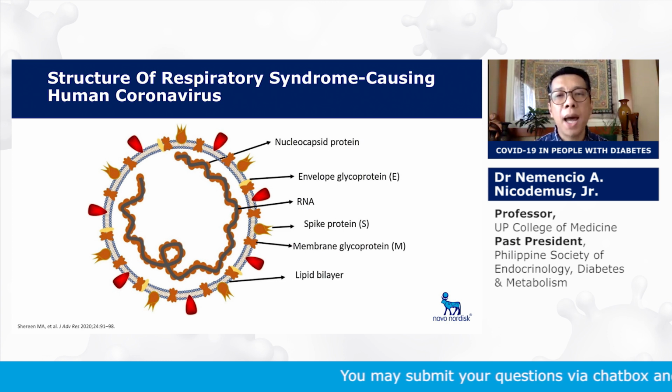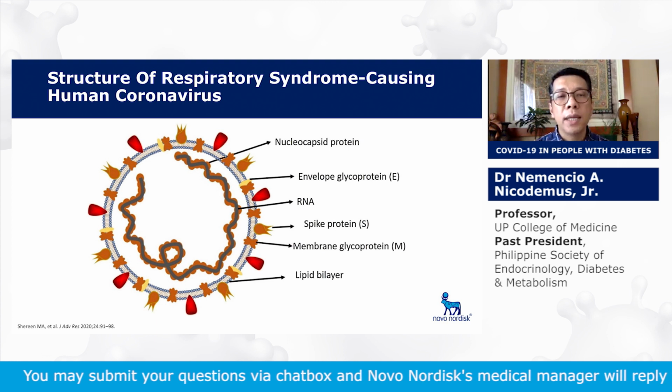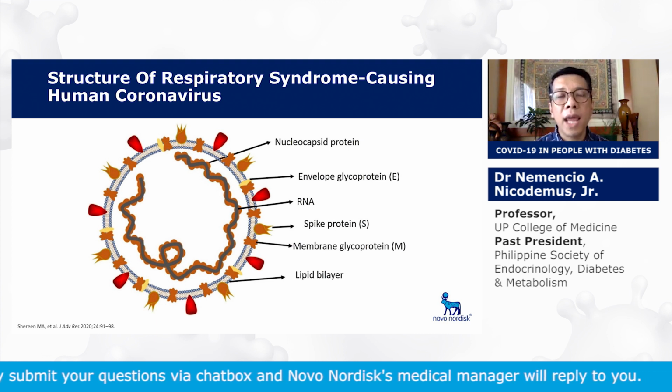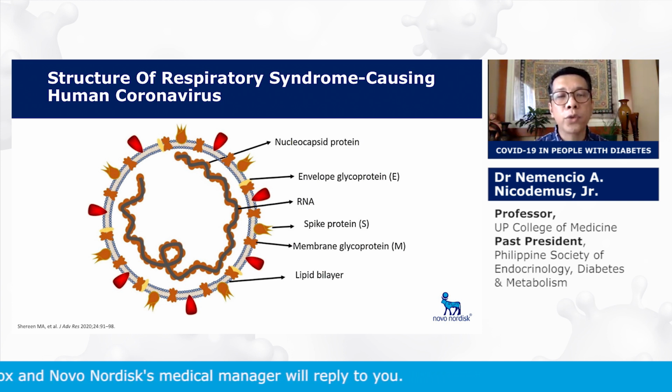COVID-19 is caused by a type of human coronavirus. Human coronaviruses are called as such because if you look at their structure, they have a single RNA that is enveloped by a membrane with several proteins jutting out, forming a crown structure. And these particular proteins are exemplified by the spike protein or the S protein, which will be very important in the pathogenesis of this disease, as we will be seeing later on.